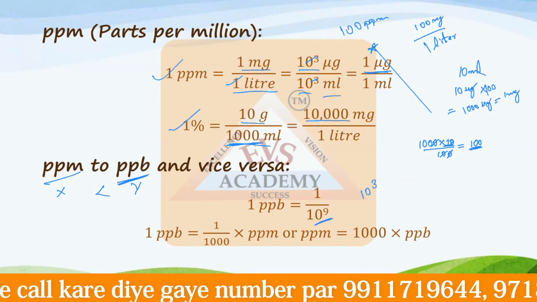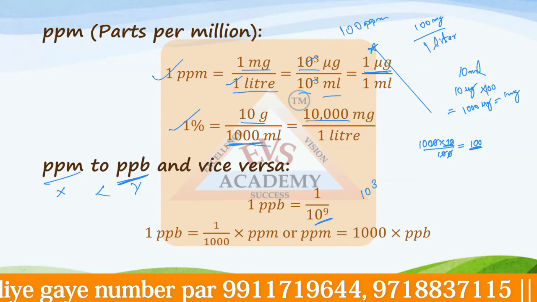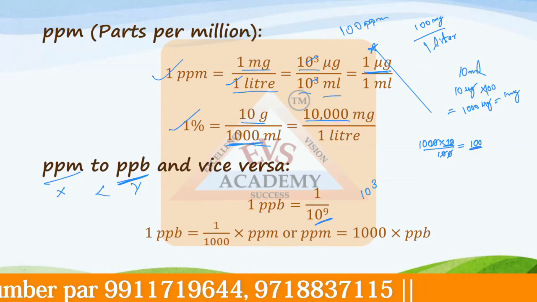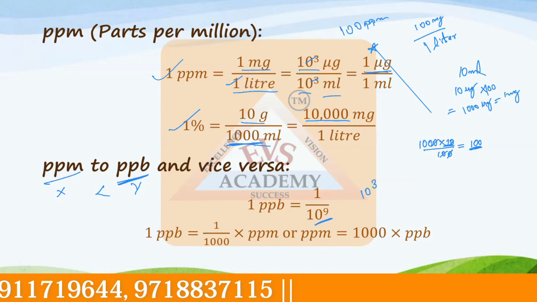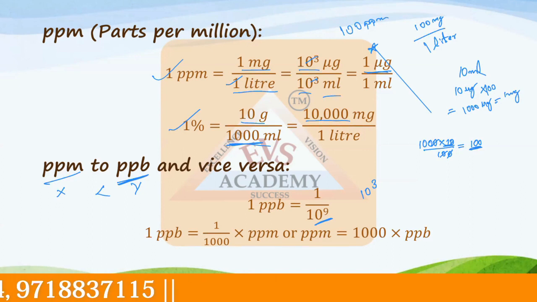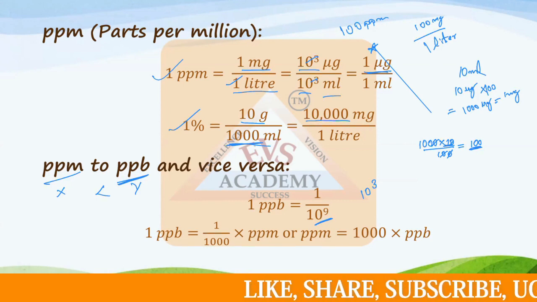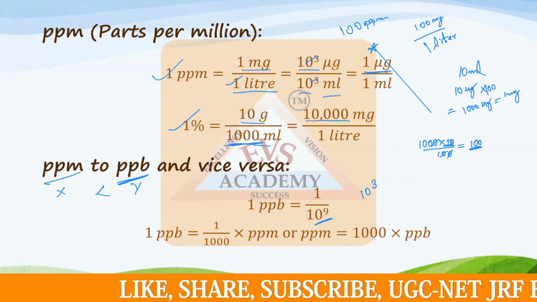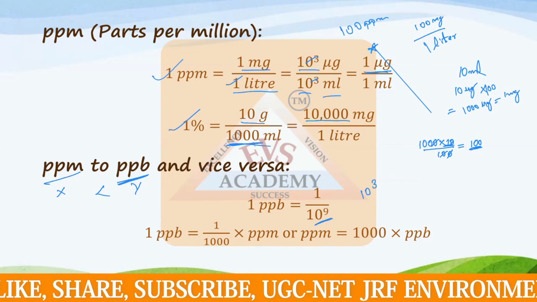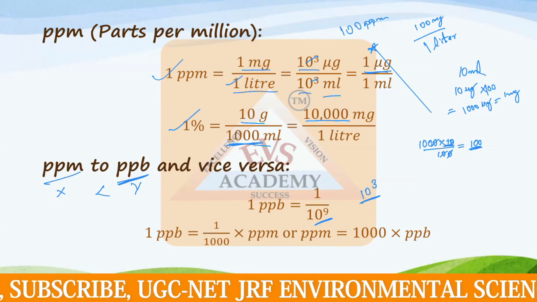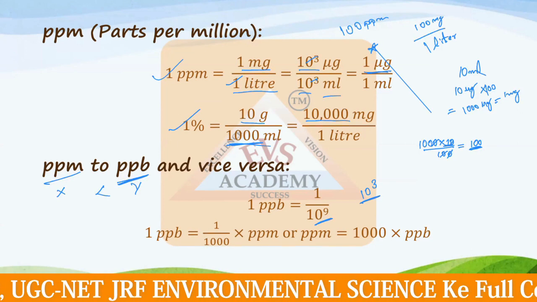Because in parts per million we have 10 to the power 6, and in parts per billion we have 10 to the power 9. The difference between them is 1000, a difference of 10 to the power 3. So suppose you have X amount of ppm and you have to convert that unit into ppb. Multiply by 10 to the power 3, because this is a smaller unit, so more numbers would be required.